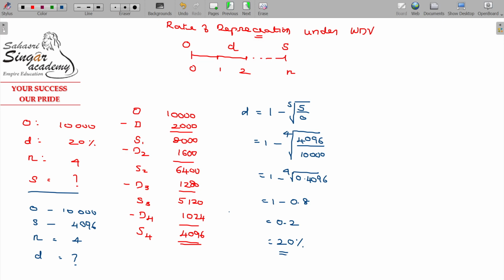Now you can easily understand this formula. D is equal to 1 minus nth root of scrap value by original value will be the formula. Now the question is, how do I get that formula, sir? How do I get the formula? Clear?